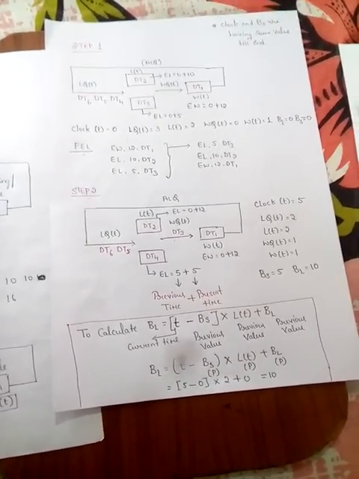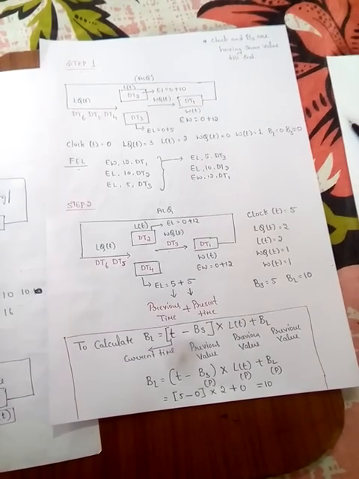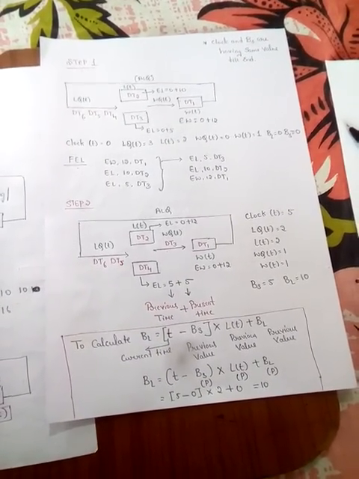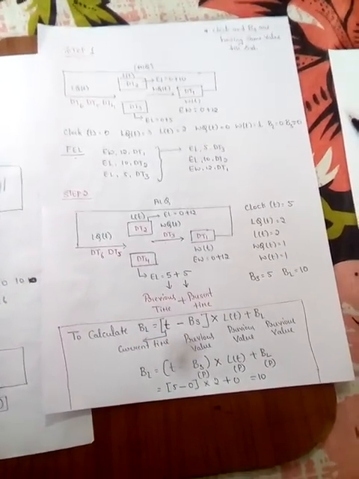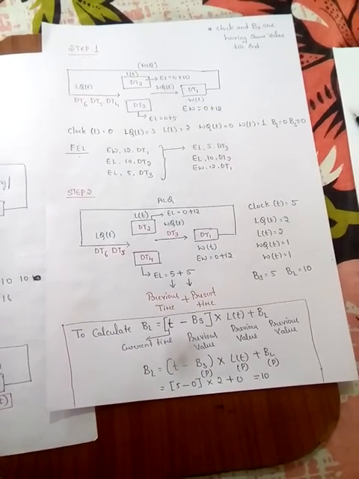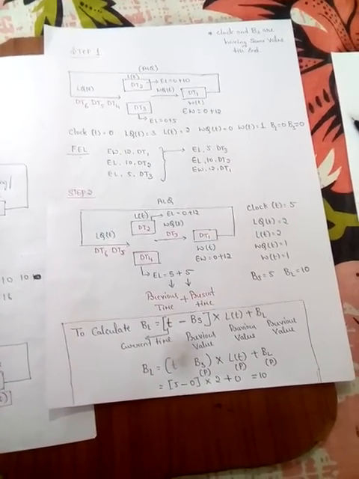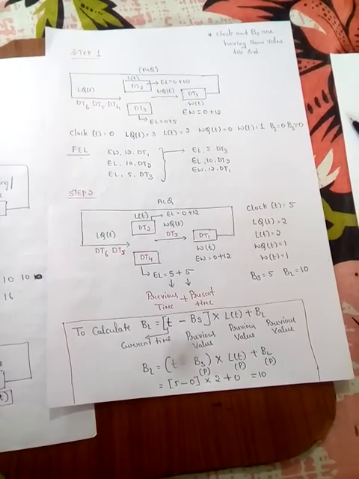Now we'll calculate LQ of T. LQ of T equal to 2 means there are 2 trucks in my loading queue. LQ of T equal to 2. Then L of T equal to 2 because there are 2 trucks being loaded.